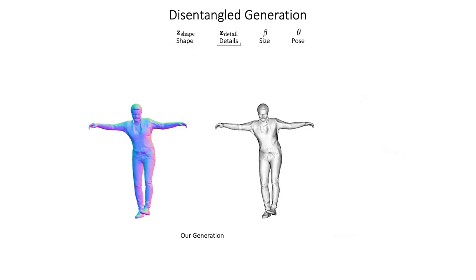By changing Z-detail, we can generate different plausible clothing details for the same garment and human shape. We can also adjust the body size by changing betas. In addition, we can animate the generated human with unseen poses, even those beyond the training pose distribution.